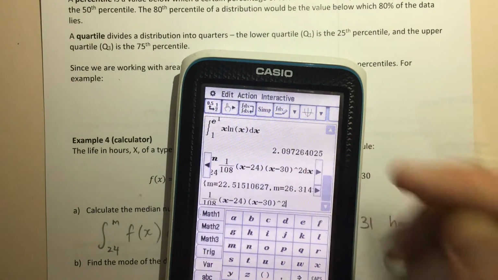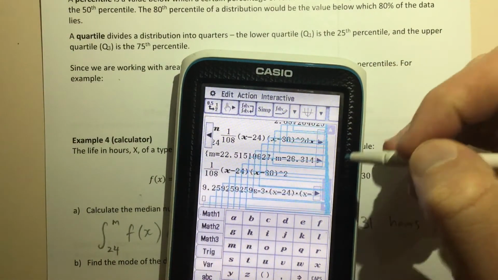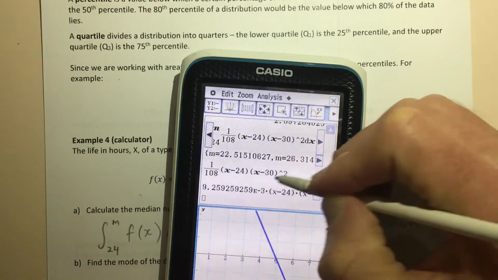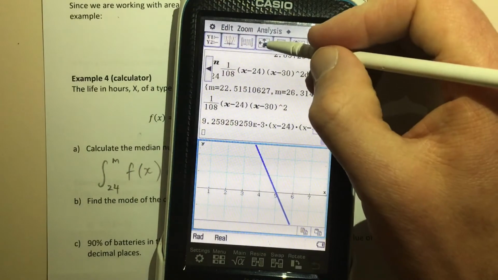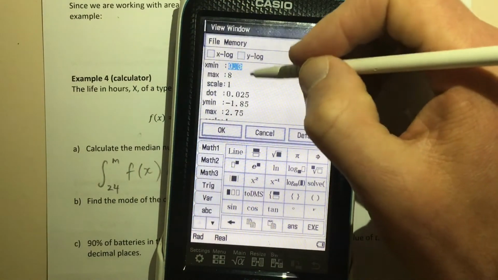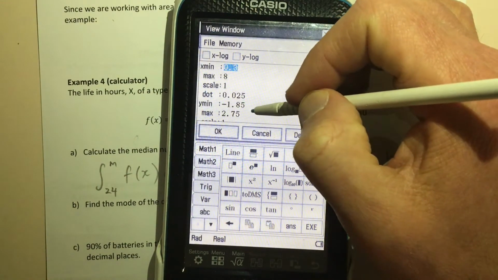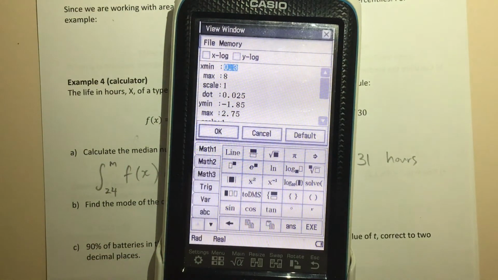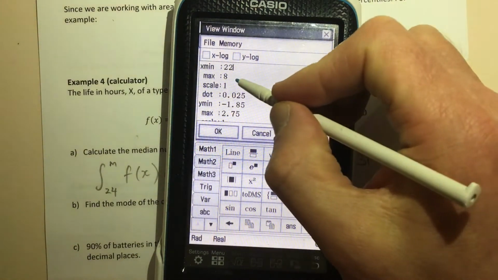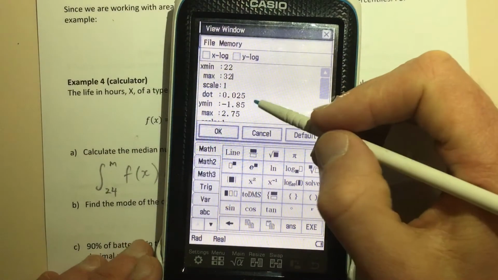We're just going to sketch that graph, and just so we can see it nice and clearly, I'm going to set this window. If you are sketching a probability density function, the domain of the function will give you an idea of where to set your x values. It's between 24 and 30, so I'm just going to go from 22 to 32.